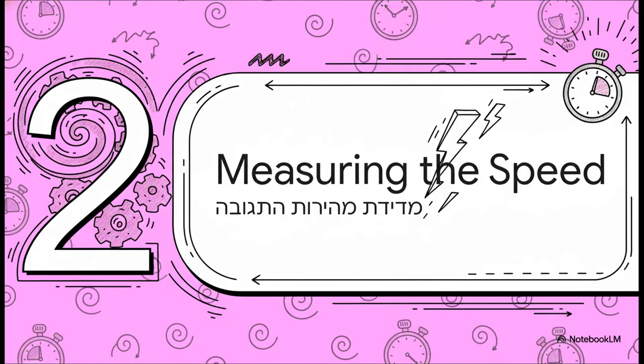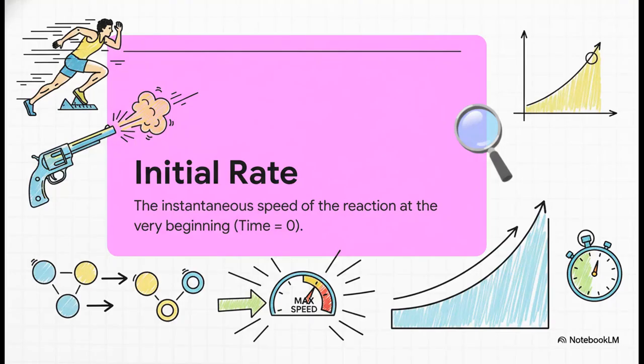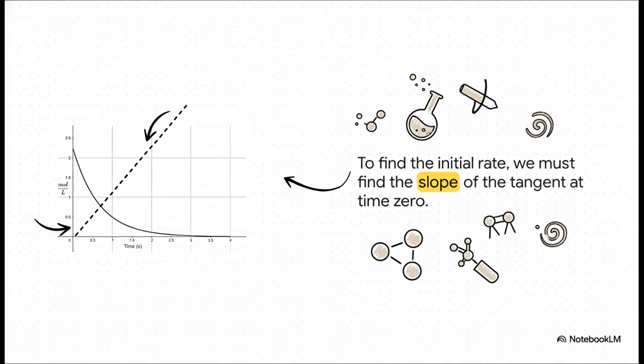Awesome. So now that we've identified our suspect, A, our next job is to figure out just how fast this all went down. We need to get a read on the speed of the reaction, right when it first kicked off. What we're looking for is something very specific called the initial rate. The best way to think about it is like the speed of a sprinter the exact moment the starting gun goes off. It's the reaction speed right at time zero, when it's going as fast as it possibly can before it inevitably starts to slow down.